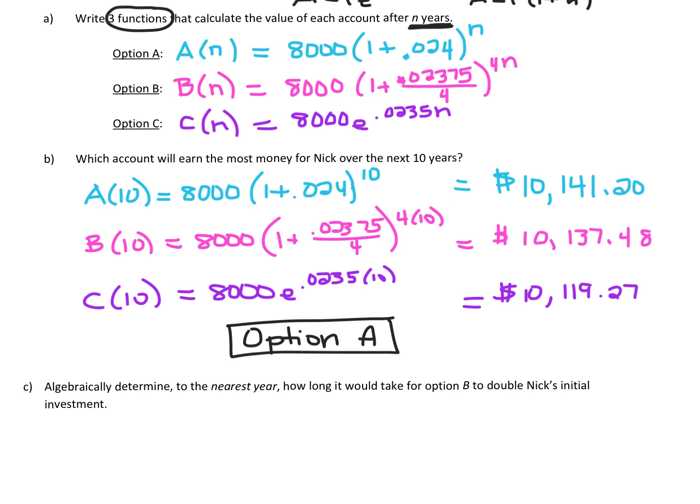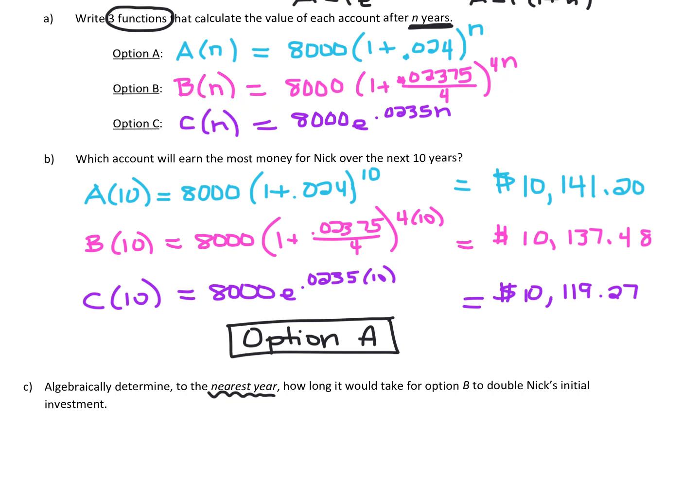Okay, now letter C: algebraically determine, to the nearest year, and I'm going to just emphasize that, how long it would take for option B to double Nick's initial investment. Okay, so let's go back up to option B. And don't look at what we did in part B, right? That's a specific year. We're looking at the original function. That's why we made these up here. So I'm going to look at this function right here.